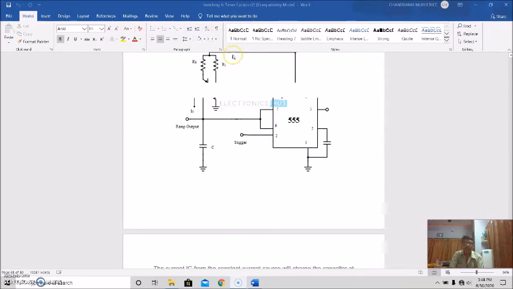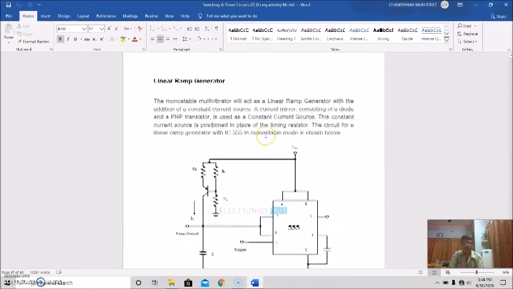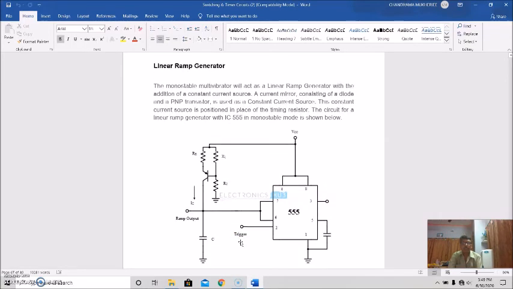So once again, I'm repeating this discussion. It acts as a linear ramp generator with the addition of a constant current source which supplies this constant current IC for charging this capacitor. And this constant current source consists of a diode and a PNP transistor, and it is positioned in place of the timing resistors. That is actually what we find in a monostable multivibrator circuit using the 555 timer.